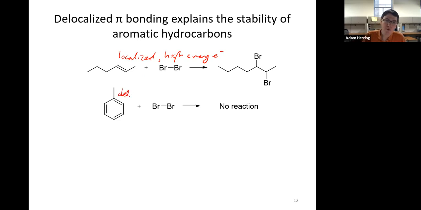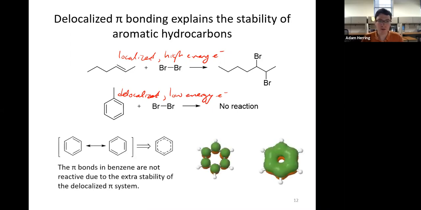However, if we take a look at a molecule like toluene, which has delocalized pi bonding, that means we have low energy electrons, and therefore they don't react. The pi bonds in benzene, or a molecule like it, such as toluene, we could have drawn them either in one configuration or the other. That's indicative that we actually have resonance, and that those electrons are spread throughout the entire molecule.